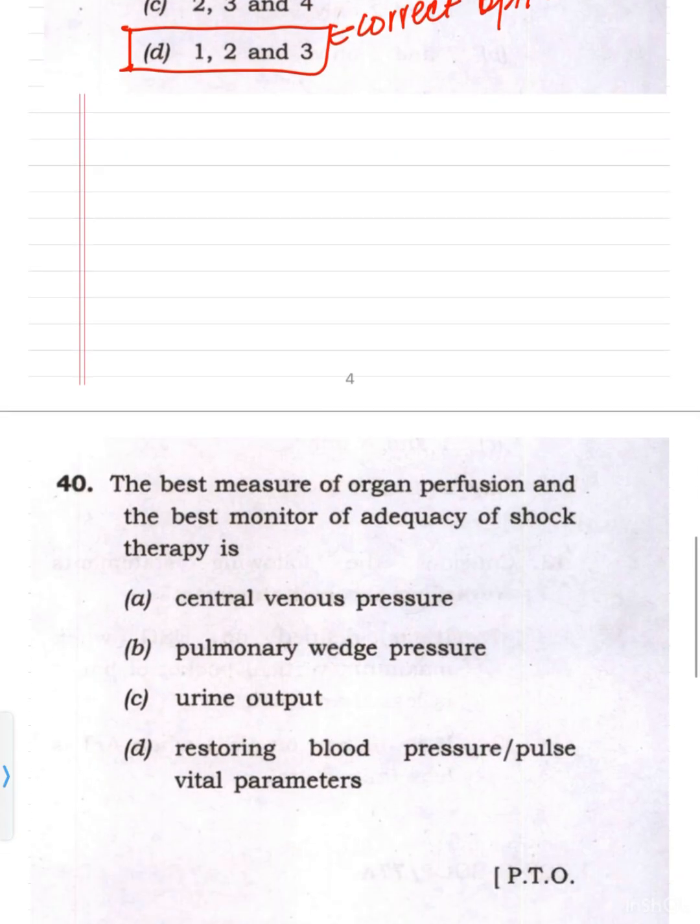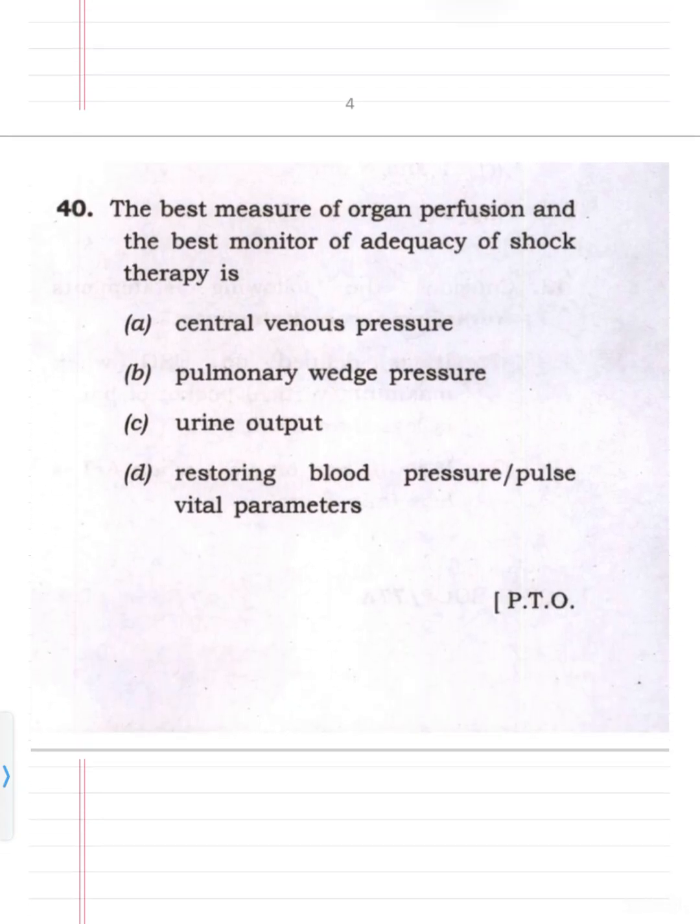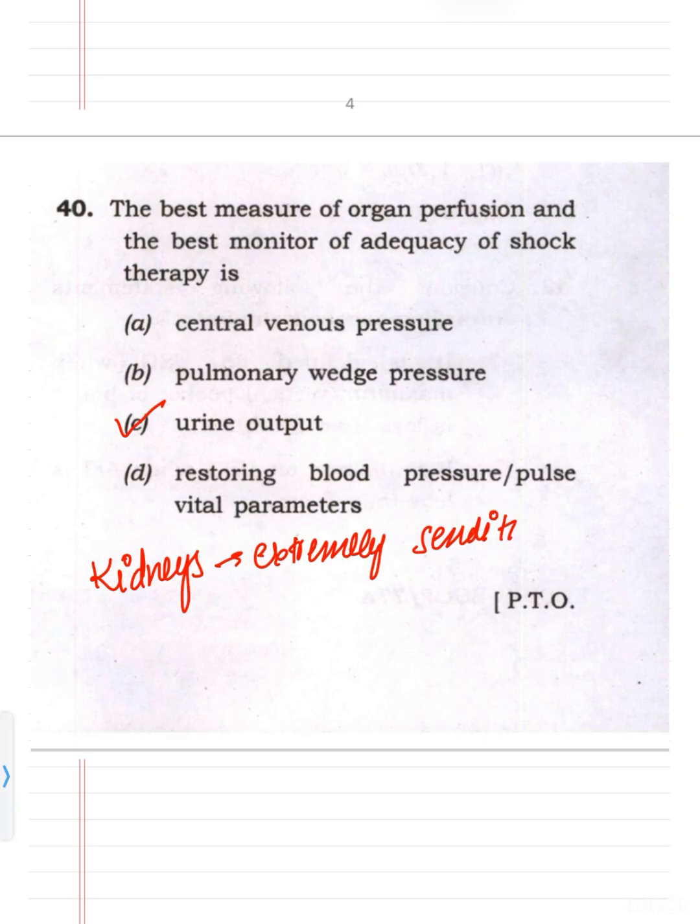Now, coming to the next question: the best measure of organ perfusion and the best monitor of adequacy of shock therapy is central venous pressure, pulmonary wedge pressure, urine output, or restoring blood pressure. So the answer will be urine output. Urine output is considered the best measure of organ perfusion and adequacy of shock therapy. Why? Because the kidneys are extremely sensitive to reduced perfusion.